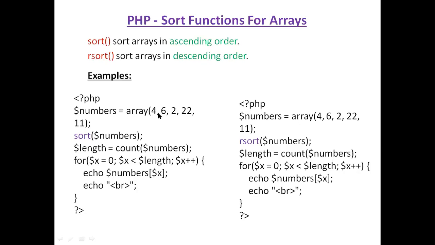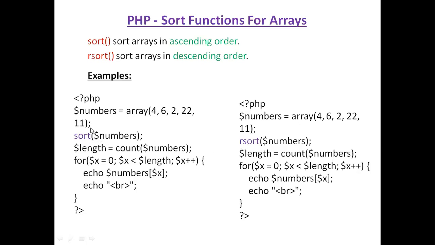So how many numbers do we have here? 1, 2, 3, 4, 5. We have 5 numbers. We declare the PHP variable with the $ sign, and then we have an array of 5. The same thing here, but we use sort here. These numbers we are going to sort.